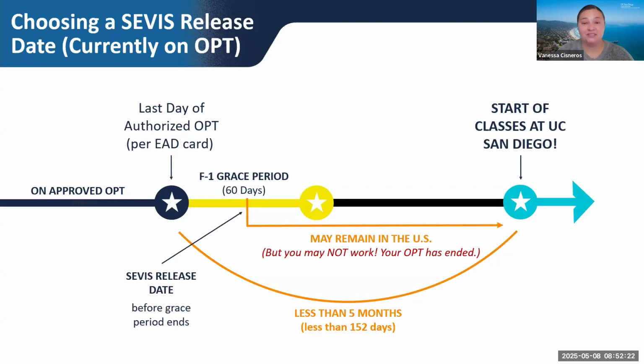I'm going to say that one more time. During this period, while you are waiting for your new program to start, you may lawfully remain within the US, but you may not continue your OPT employment because your OPT has ended.